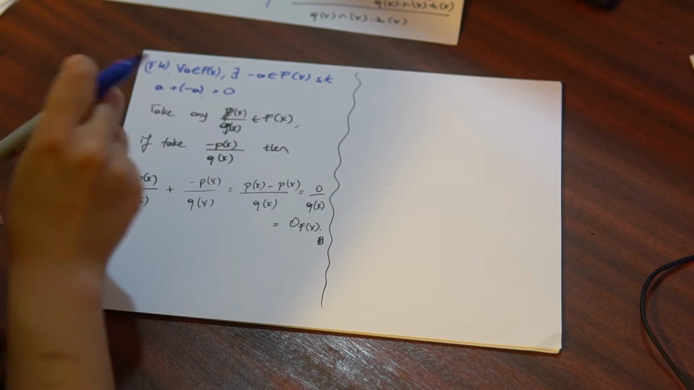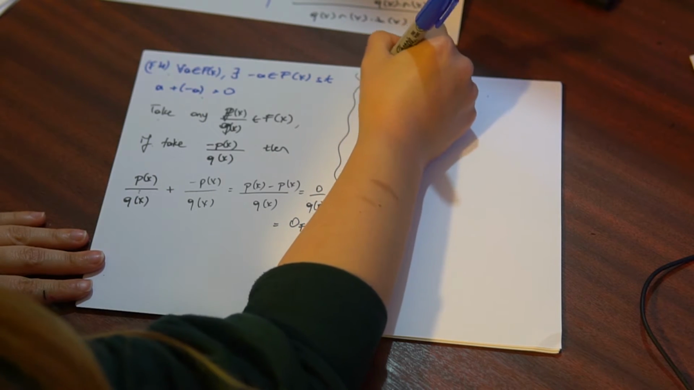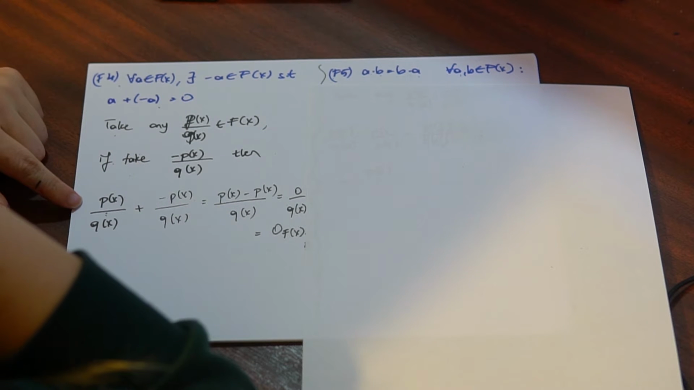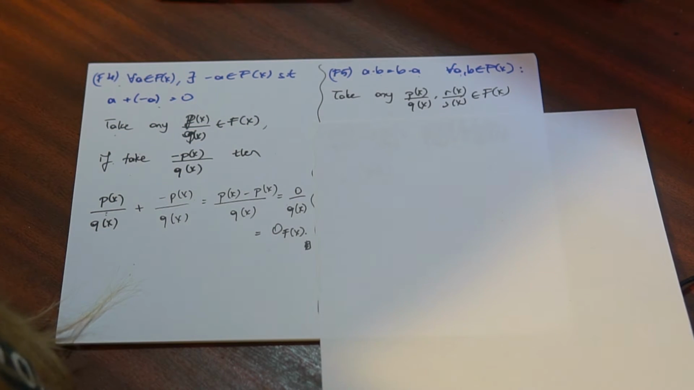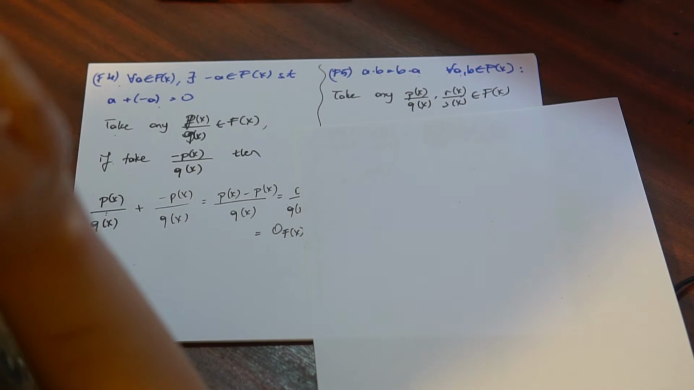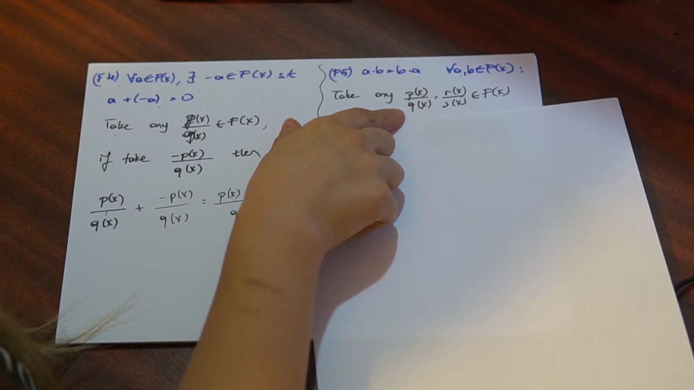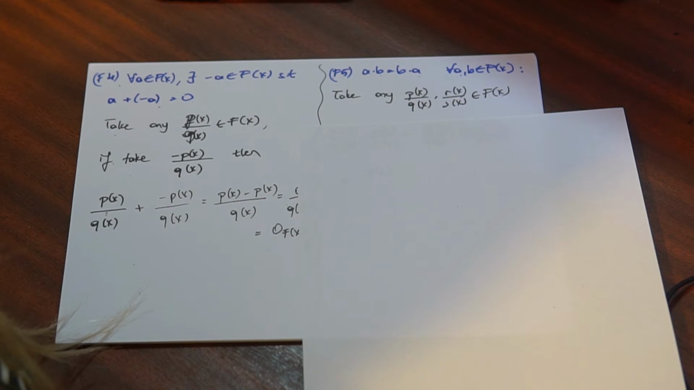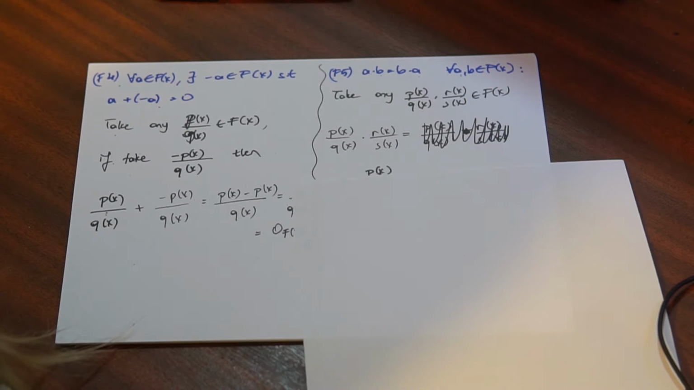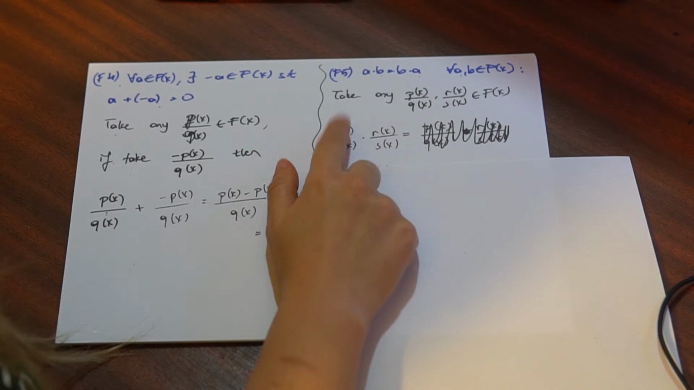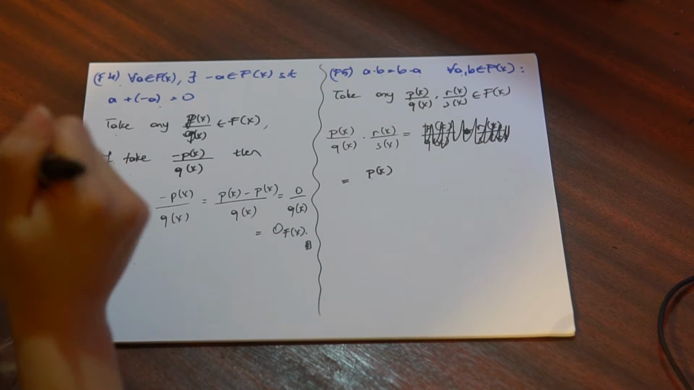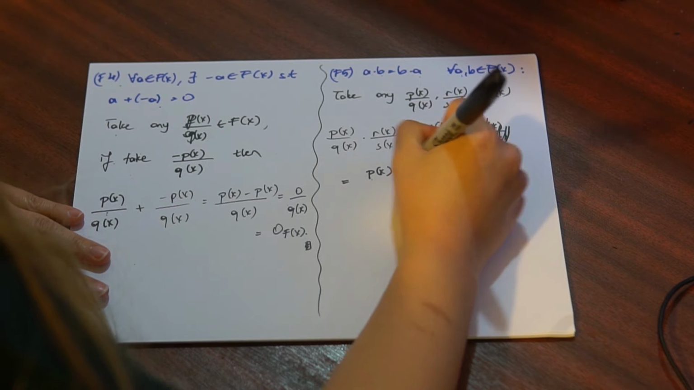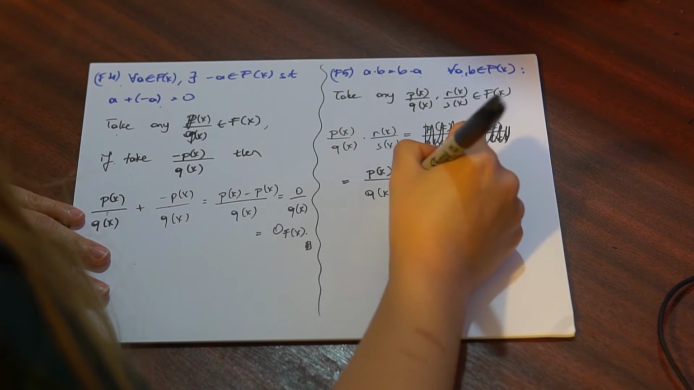I mean to show that axiom 5. Fifth axiom is commutativity of product. Now we need to take again any two elements inside of the set of rational functions. Let's say p of x over q of x times r of x over s of x. Now we need to show that this one is commutative. P of x over q of x times r of x over s of x is equal to p of x times r of x over q of x times s of x.